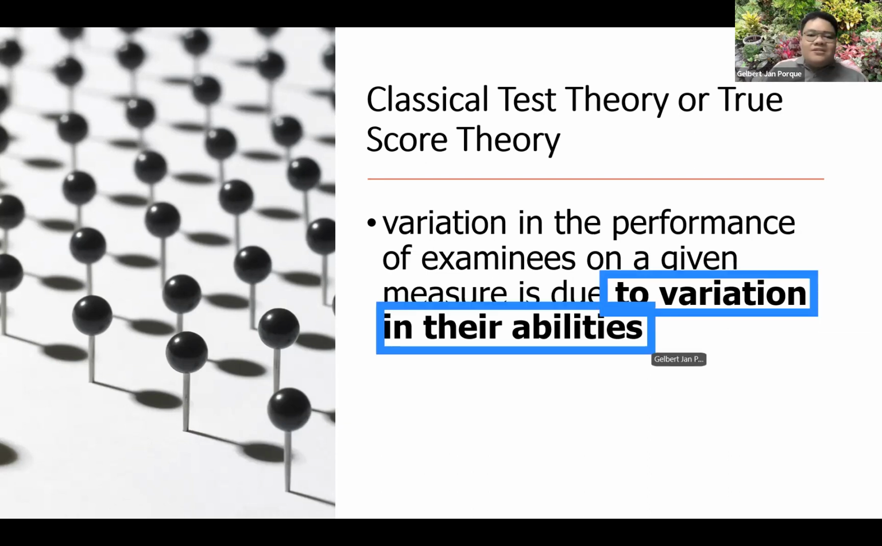So if you are subscribing to the CTT model or your true score theory, it means, class, that if student A's score is 10, student B's score is 5, it means that there is really a difference in the ability of student A and student B. Okay, in your examinations, for example, in mathematics. And that is how it's explained by classical test theory.